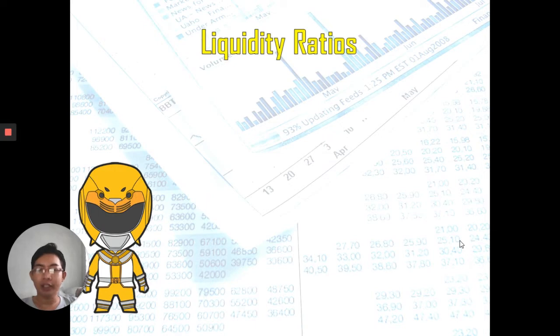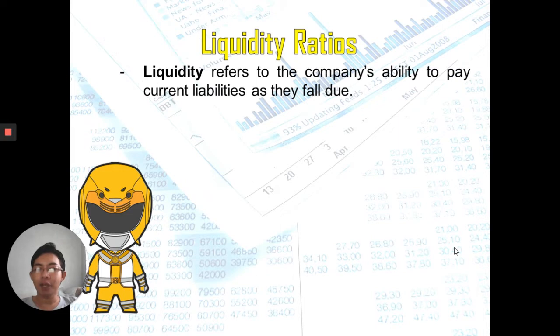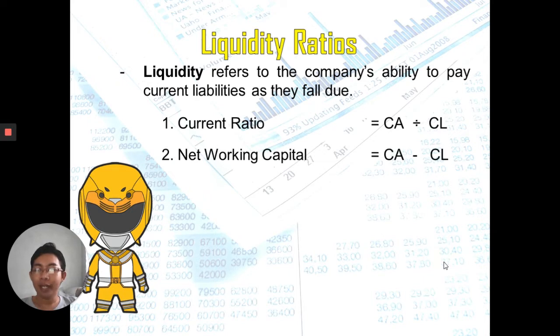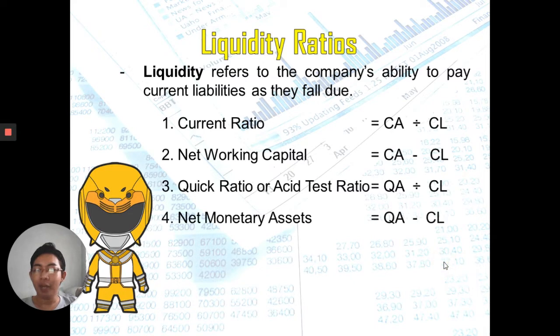We have the liquidity ratio. This is the yellow ranger. Liquidity refers to the company's ability to pay currently maturing obligations, which are your current liabilities, and these are composed of 2 classifications: your trade and other payables and accruals. We have 4 ratios under liquidity: the current ratio, the net working capital, the quick ratio or the acid test ratio, and the net monetary assets.